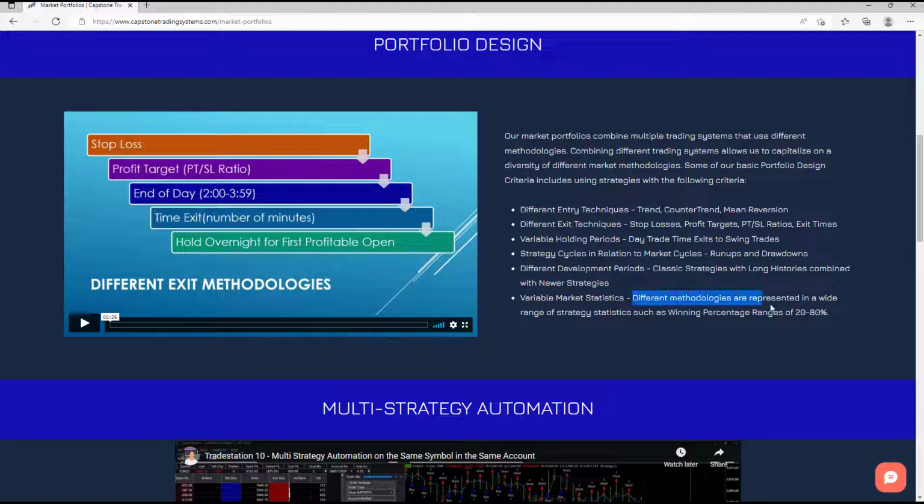And different methodologies are represented in a wide range of strategy statistics, such as winning percentage. Some of our strategies have a very small percentage of winners because we have very tight stops. Others have profit targets that are fairly close to the entry price, and those represent high winning percentages. And so combinations of different types of methodologies is represented in the statistics of your trading systems report.